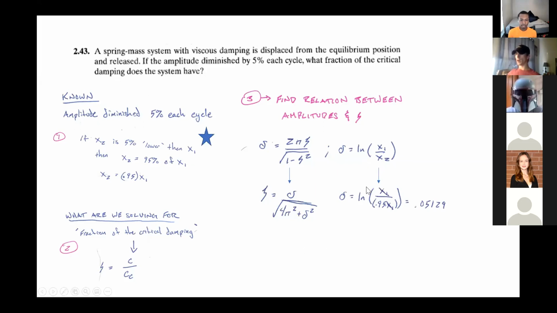We're also going to do the same thing over here. We plug in our known x2, and we come out with our delta equaling 0.05129. Technically, you could also set these equal to each other. You'll get the same thing. This is just the way that I did it out of the gate. But with that square root in the denominator, it becomes a little tricky.